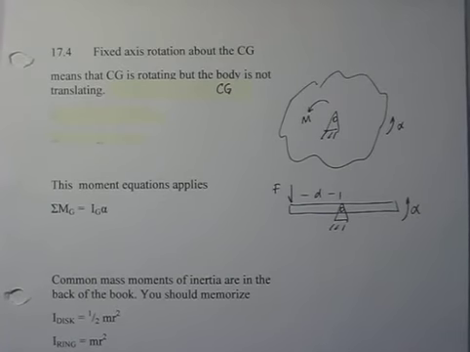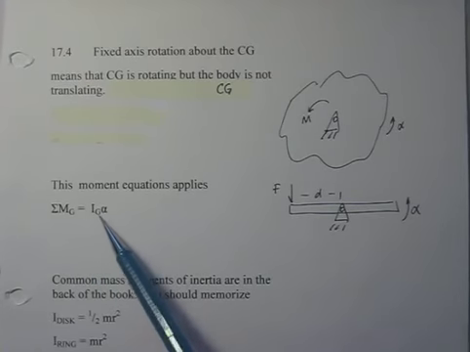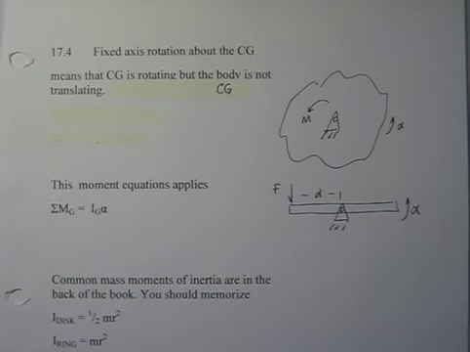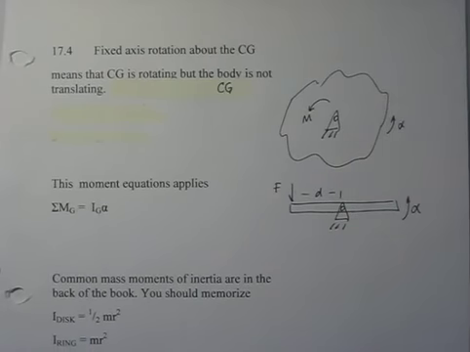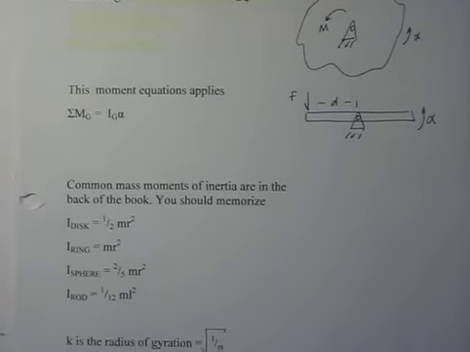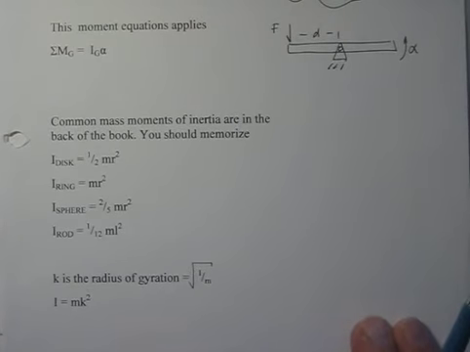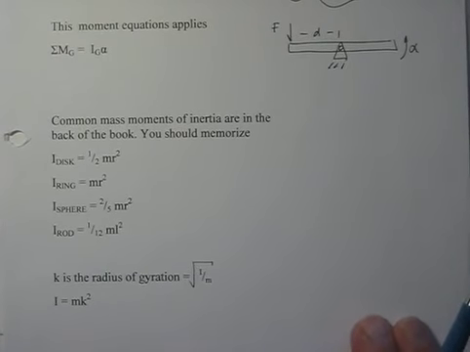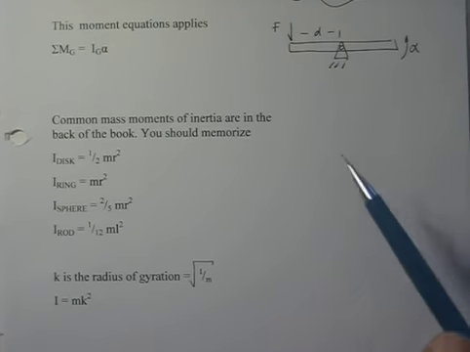And so our moment equation suggests that the sum of the moments about our center of gravity is equal to the mass moment of inertia about the center of gravity times alpha. First of all, that's the only equation that we're going to need when we're talking about rotation about the center of gravity. Some of the things we need to understand are the common mass moments of inertia. These are on the back of our textbook, but after a while I believe you should have these committed to memory.